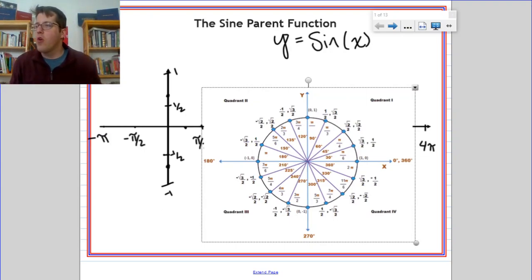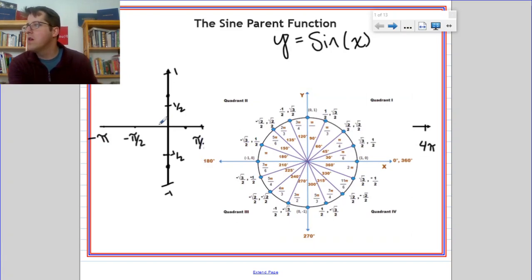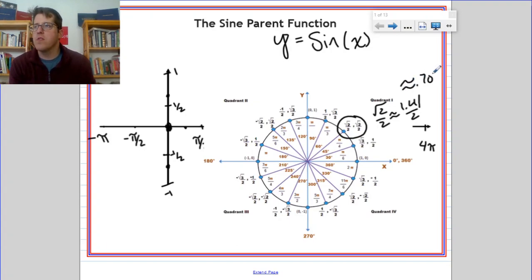Okay, cool. So I'm going to pick an angle, and I'm going to find its sine. I'm going to start with 0 radians, and its sine there is going to be 0 because the y-coordinate is 0. So I'm going to have the point 0, 0. Now, if I go to pi over 4, the y-coordinate is going to be root 2 over 2. Root 2 over 2 is about 1.41 over 2, so this is about 0.707. Okay, I'm going to mark that on my graph.